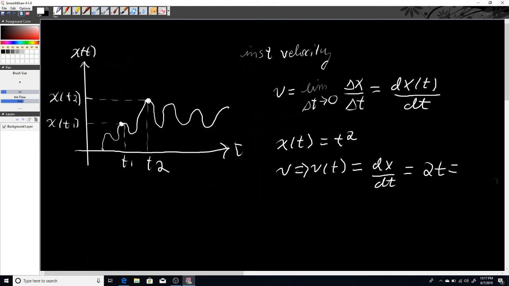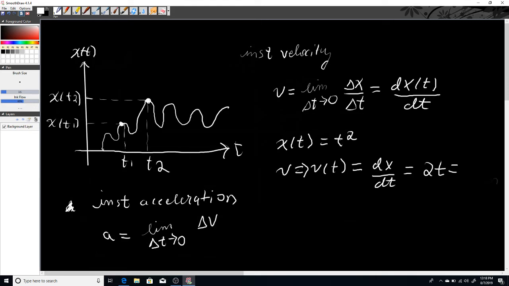So with that, we also have what's called instantaneous acceleration. And instantaneous acceleration is a step up from here. It's the limit as delta t approaches 0 of delta v over delta t. Remember how our other definition of average acceleration was that it was the difference of the instantaneous velocities divided by the change in time.